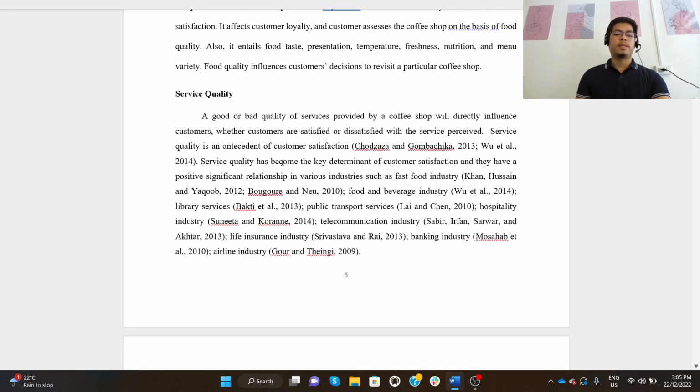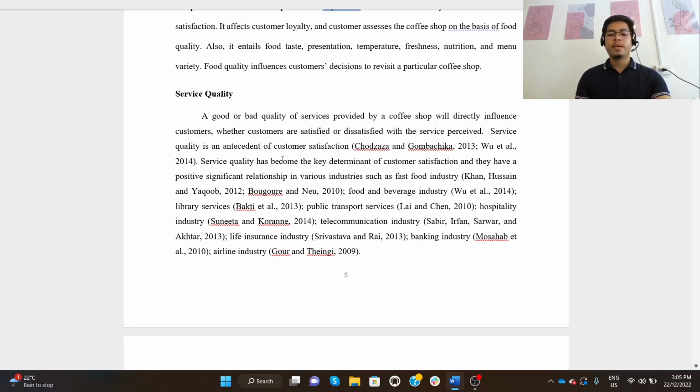Next, service quality. A good or bad quality of services provided by a coffee shop will directly influence customers, whether customers are satisfied or dissatisfied with the service perceived. Service quality is an antecedent of customer satisfaction, according to Zaza and Chica, 2013.